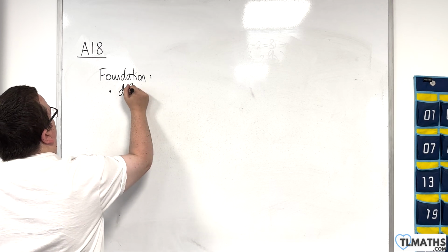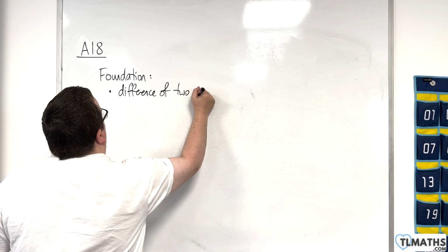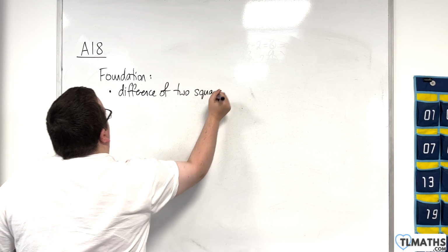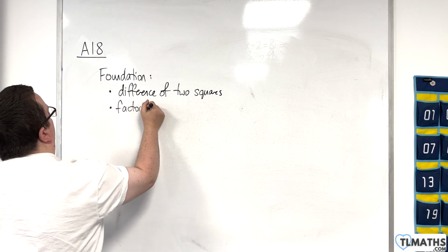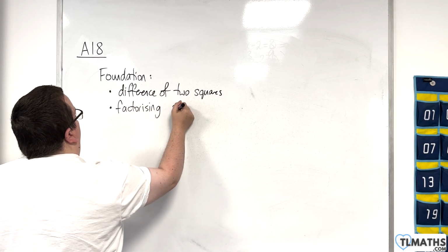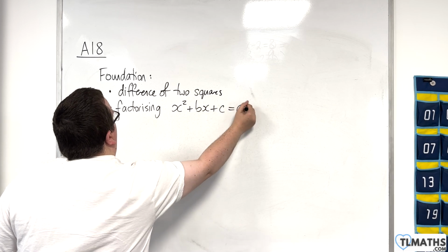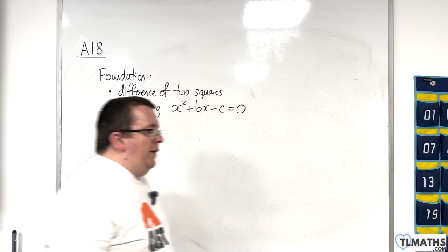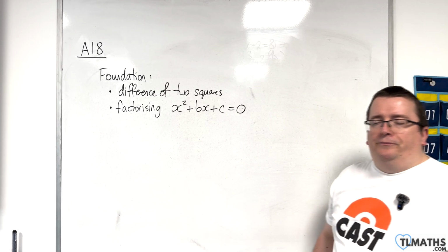So with foundation, what you can be expected to do is to solve a quadratic equation using the difference of two squares and also via factorising if the quadratic is of the form x squared plus bx plus c equals 0. Okay, so essentially you're limited to those types of problems.